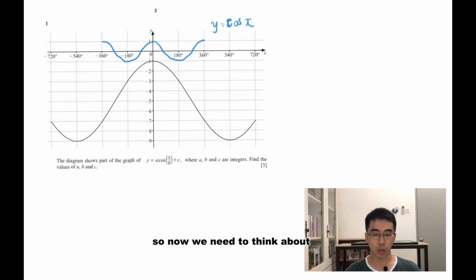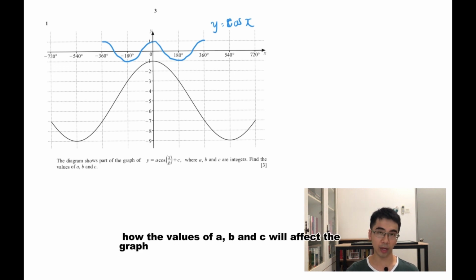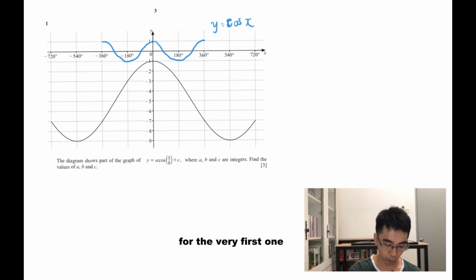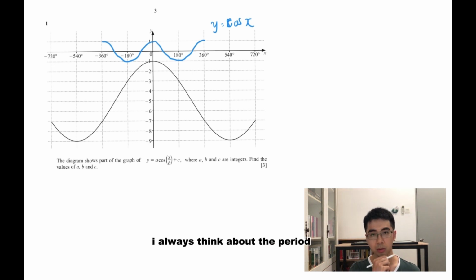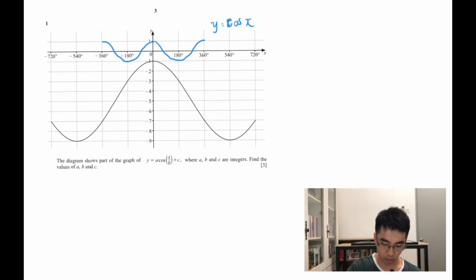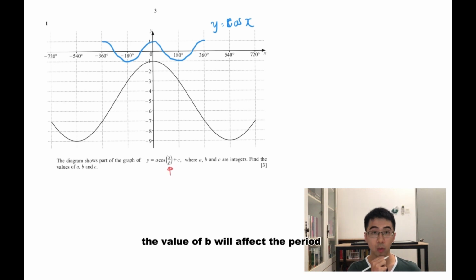All right, so now we need to think about how this original function can change into the new function shown here. So we need to think about the values of a, b, and c, and what they will affect in the graph. For the first one, I always think about the period, or the value of b, which will affect the period of a trigonometric function graph. So here, how can we get the period?